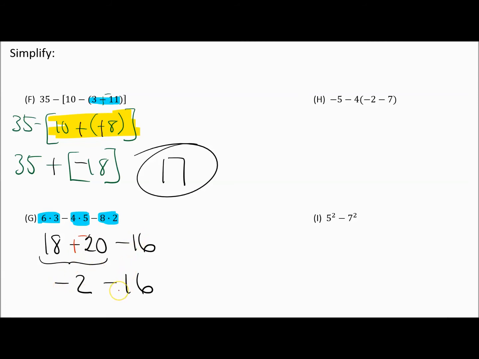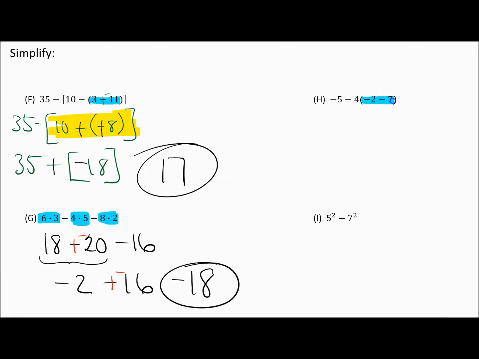The minus 16 I just brought down, and now I have another keep, change, change. So I keep my negative 2, I change my subtraction to addition, change the sign of the next number. Now these two guys match. They're both negative, so I add them together to get 18, and since they're both negative, negative 18 is the final answer. Next problem, H.